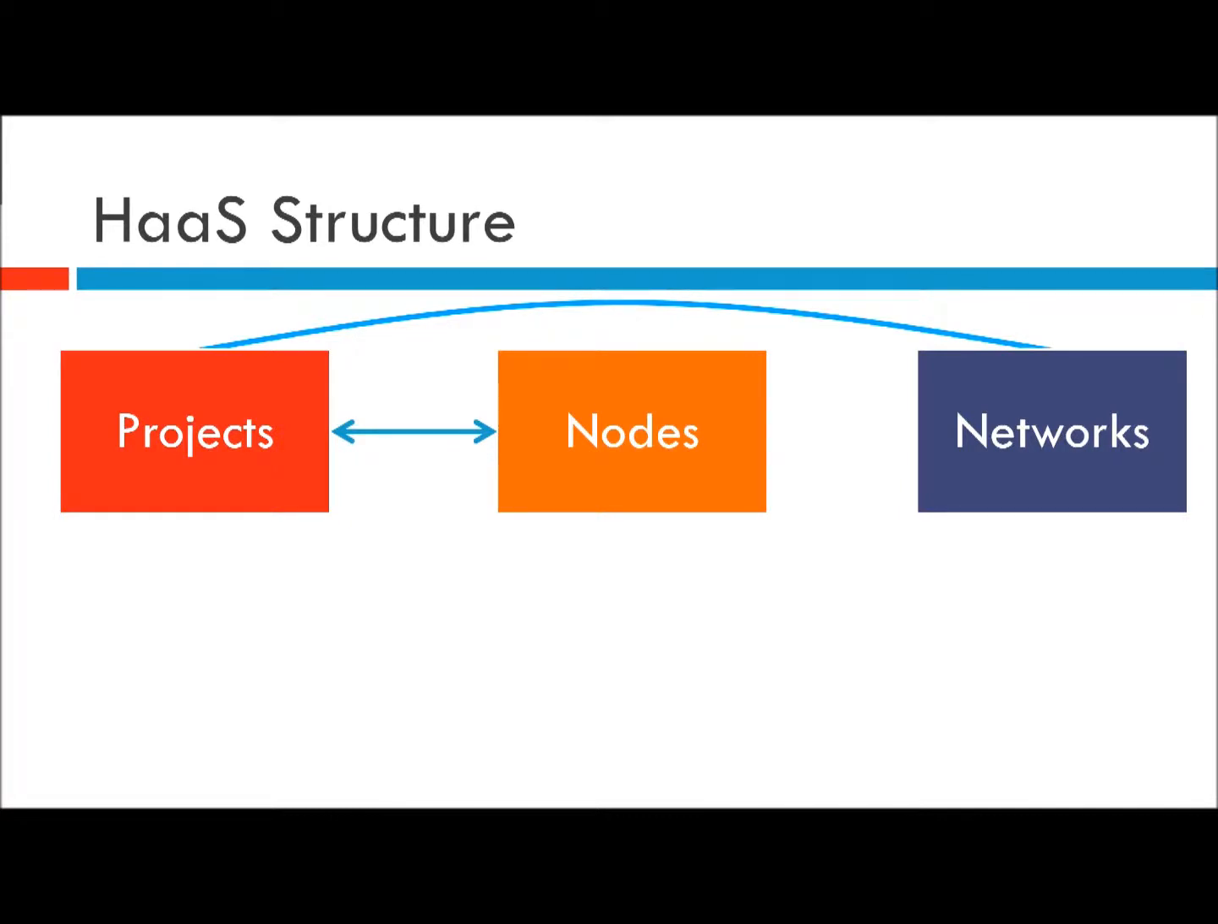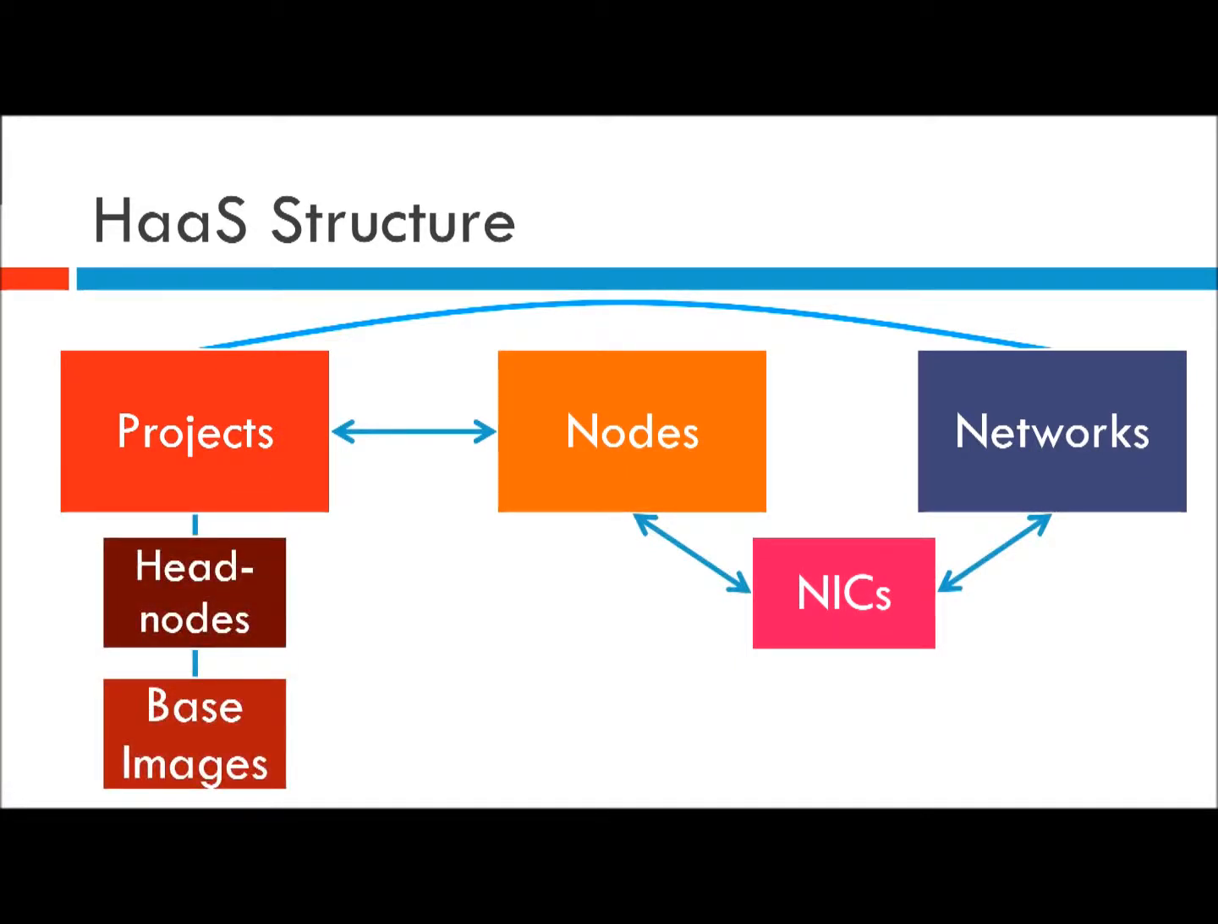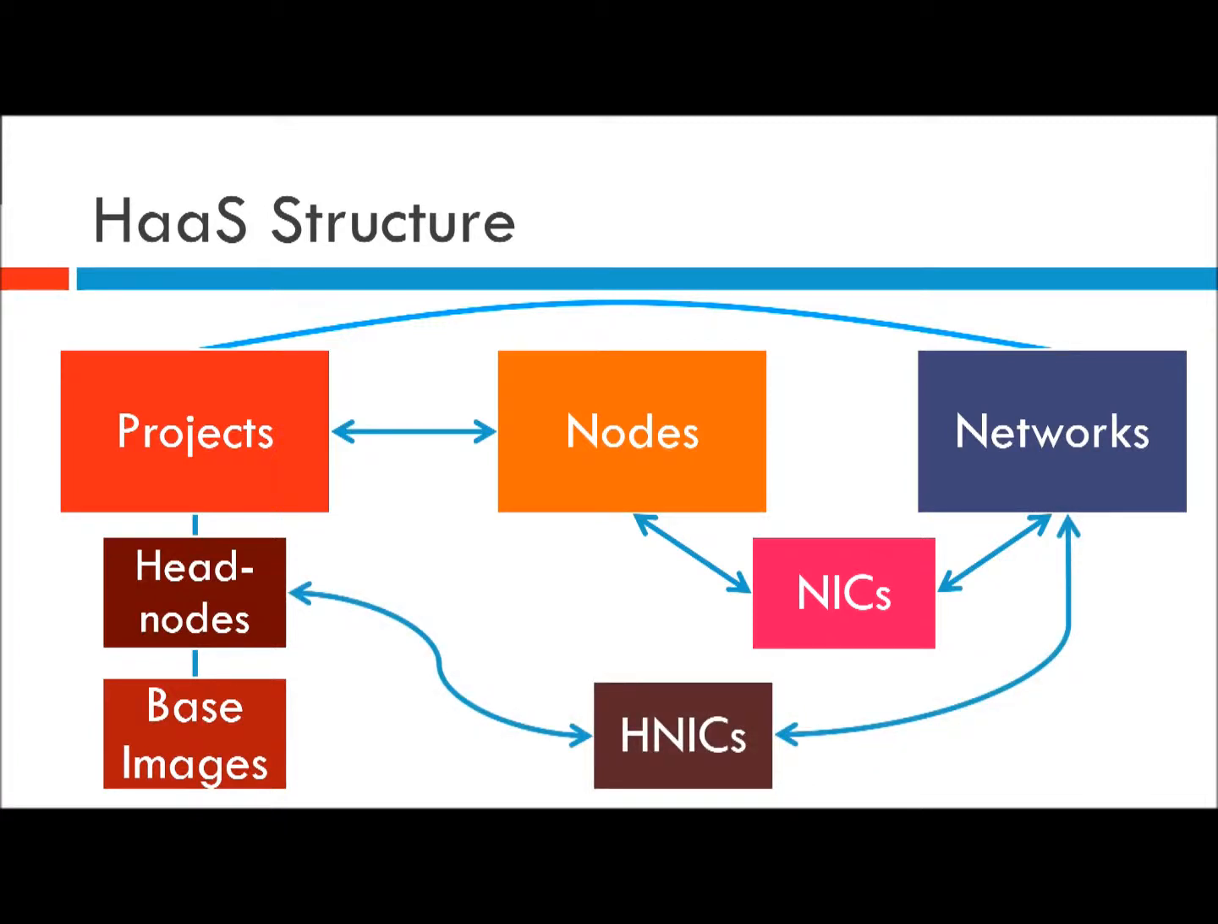Other, more narrow objects are involved as well. An object called a network interface card connects nodes and networks. Head nodes must be connected to a project and a lesser object called a base image. Similarly to nodes, head nodes are connected to networks by a lesser object called a head node network interface card.